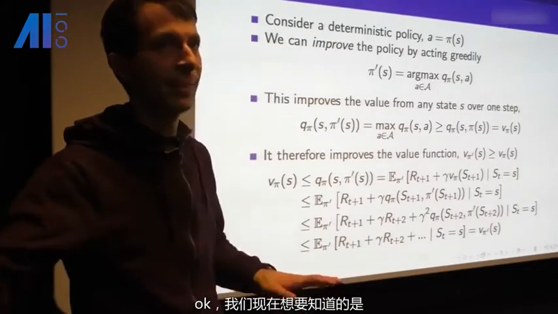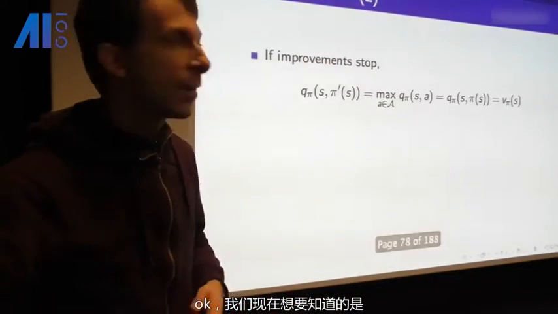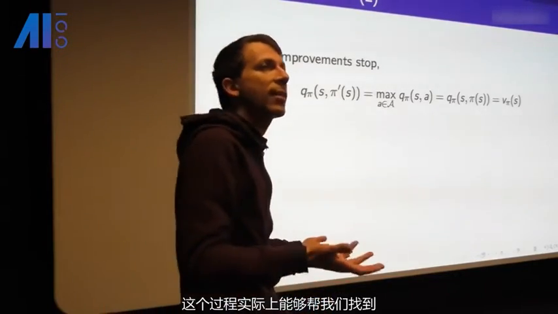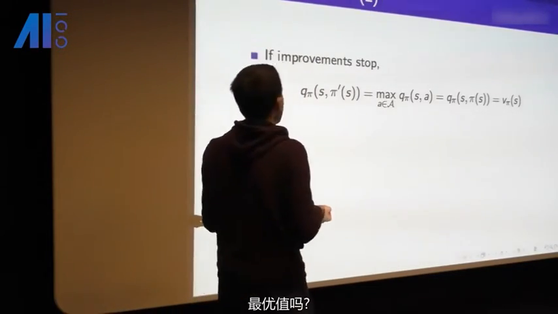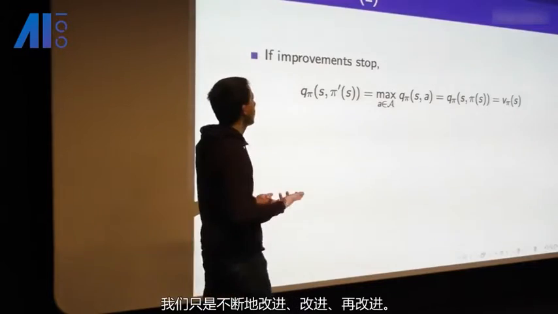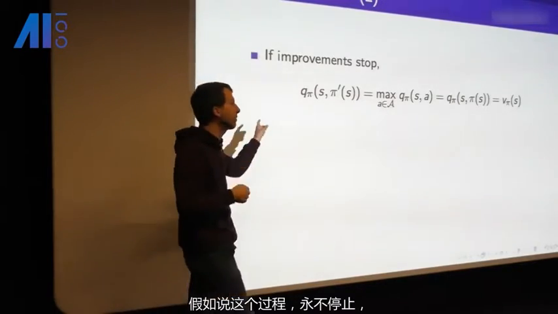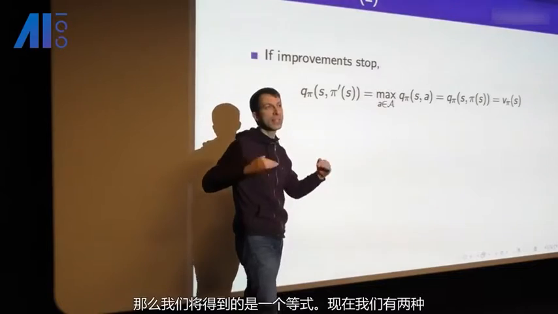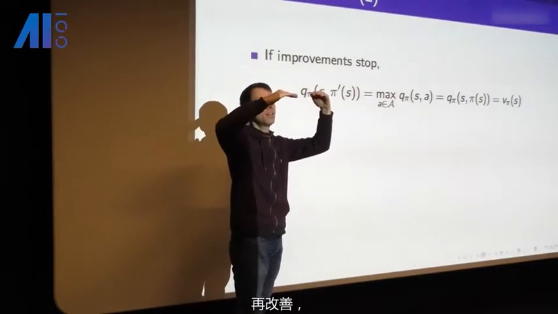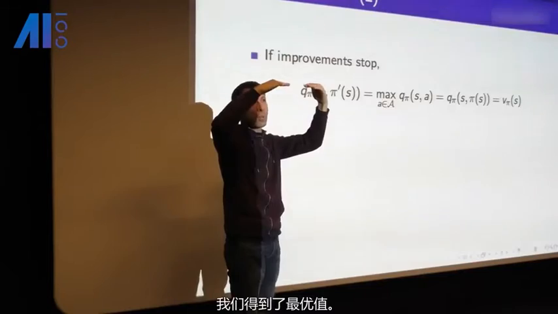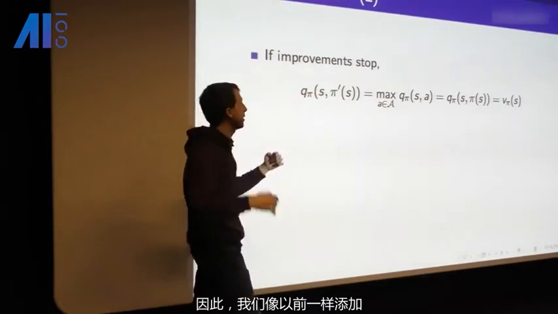Okay? Right. So now we want to know, what happens? Is this process actually going to take us to the optimal value, if we just keep improving, improving, improving? So let's consider what happens if this process ever stops, so if we ever have equality. We've got two cases: either we just keep getting better and better, or at some point this is going to stop. And what we want to know is that when it stops, we've actually achieved optimality.